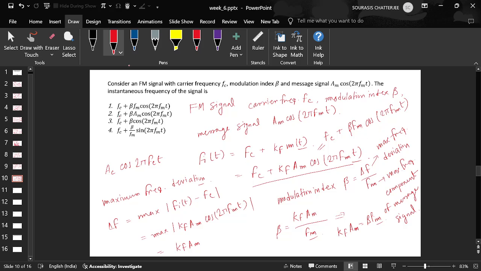That is my instantaneous frequency expression for the frequency modulated signal. And let's see which one of these matches. So the first one here is matching, so this is the correct answer.